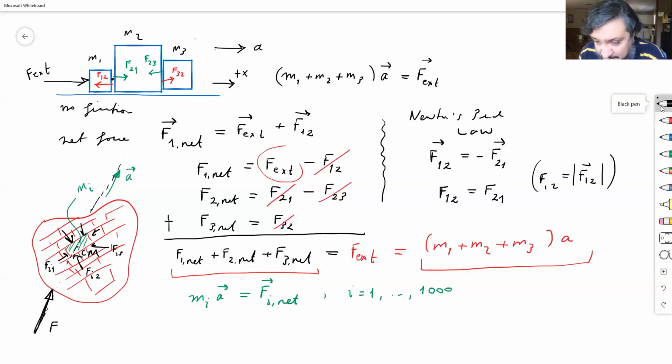Okay? But if you add them up, Fi1 plus Fi2 plus, of course, we're talking about the vector sum here, all the way to the last one, Fi10. I'm gonna put a comma between i and the number here. If you add them up, just like you were doing previously, you get Fi net.